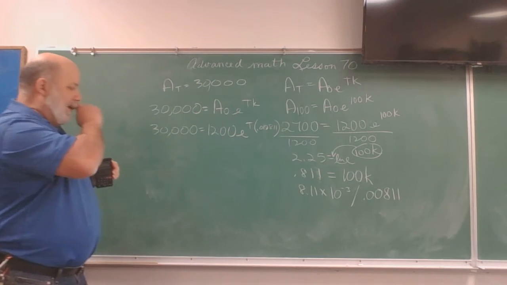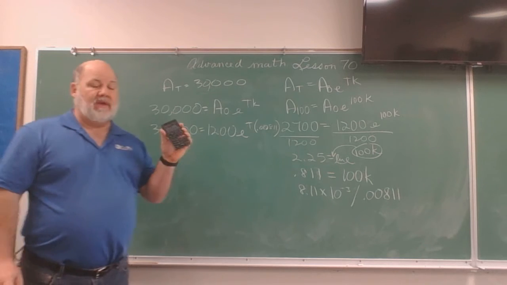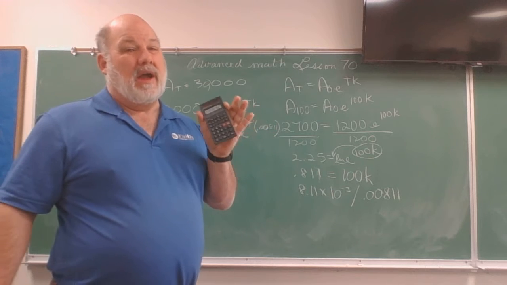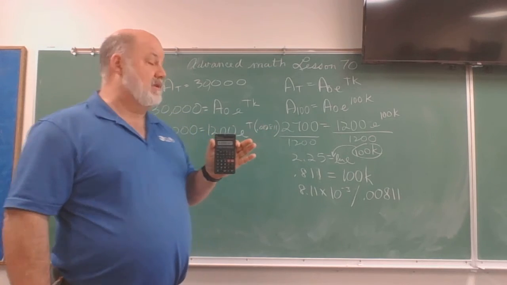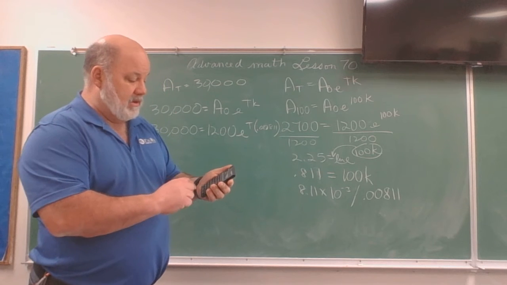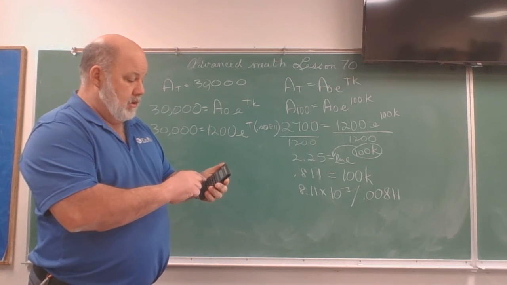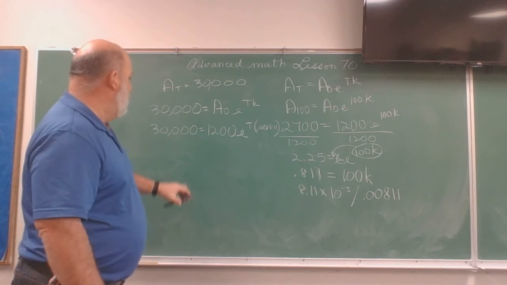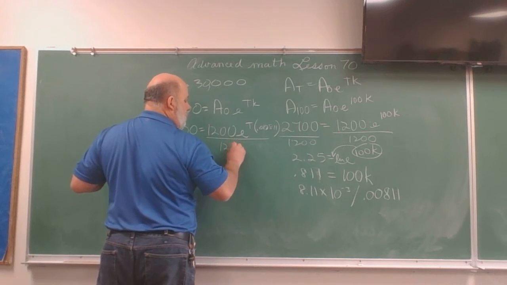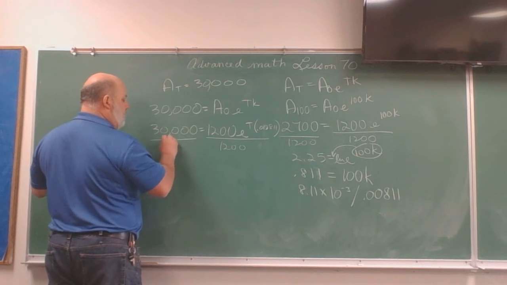Now, here's one where I've got this letter k really accurate in my calculator. Have it pretty significant there on your board, so clear. Because what I have to do here is do 30,000 divided by 1200.